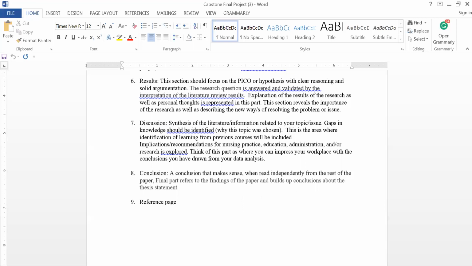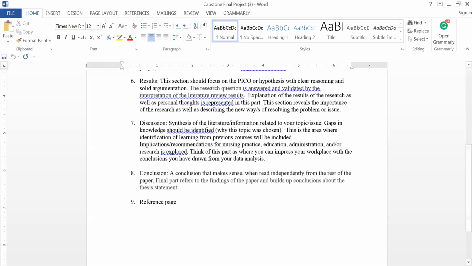And think of this as where you can impress your workplace or your peers with the conclusions that you have drawn from your data analysis, from your literature research. And a conclusion that makes sense when you read independently from the rest of the paper. The final part refers to the findings of the paper and builds upon conclusions and thesis statements. Your conclusion will never enter any new evidence. It is only what you have already written.